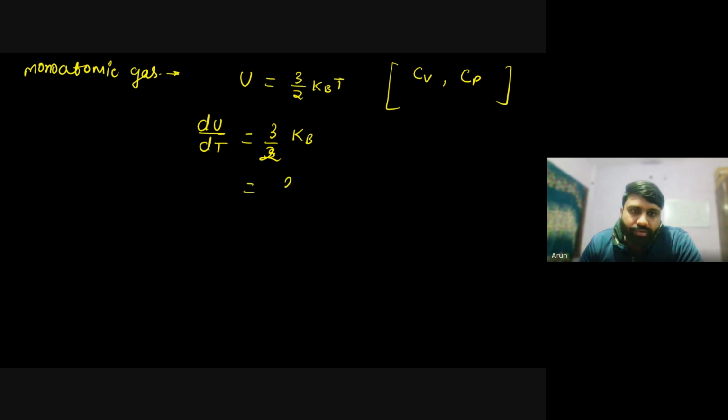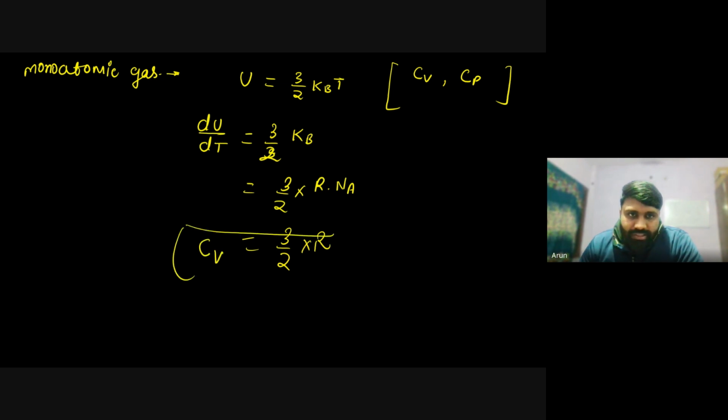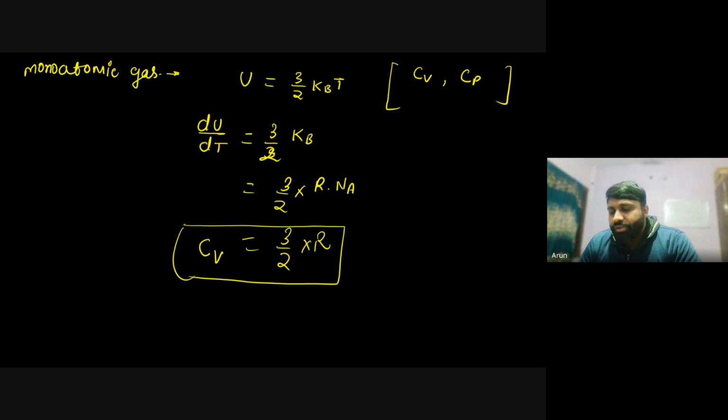Now kB you can put as R divided by N_A. If you are calculating it for 1 mole, you have to multiply by N_A. So the molar heat capacity you will have is 3 by 2 into R. So this becomes Cv. Cv here is 3 by 2 into R.